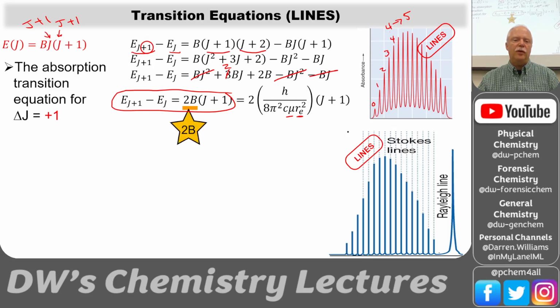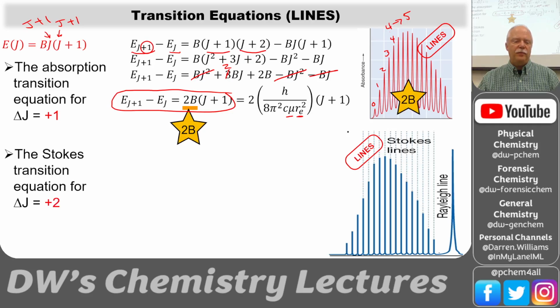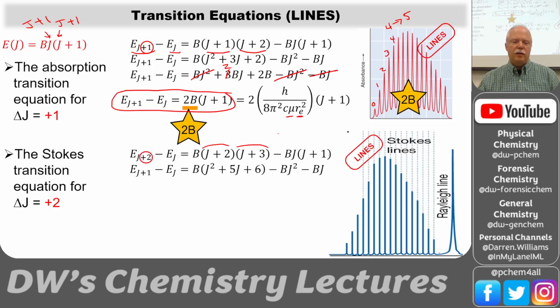Okay, let's do the transition equation for Raman. So you see the slope on those J values is 2B. So for Raman, we have a delta J plus 2. And so here, everywhere there's a J, we put J plus 2. So that's where we end up with the J plus 2 and J plus 3. So then we multiply through. And once again, the B squareds cancel.